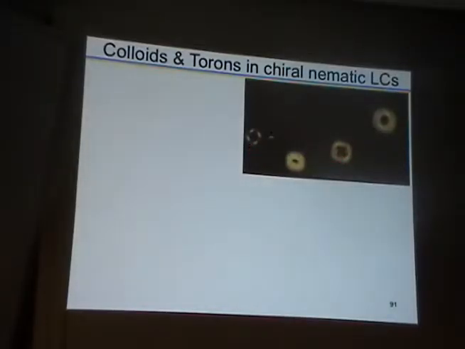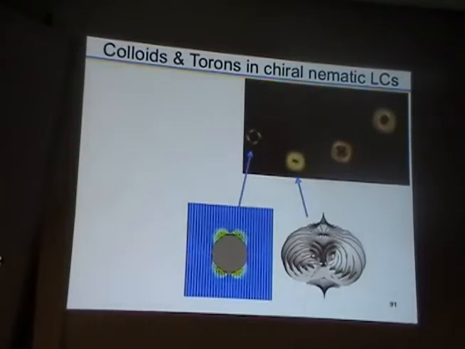We can note that in this system we can generate those torons that we discussed earlier today. Here is an example of a toron. This is how it looks between cross polarizers, the structure that you are quite familiar with already. Next to it is a particle with tangential boundary conditions, and it has two boojums, one above the particle and one below the particle, across the sample thickness.